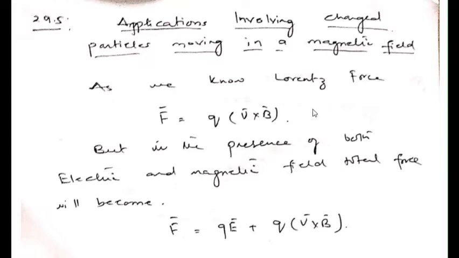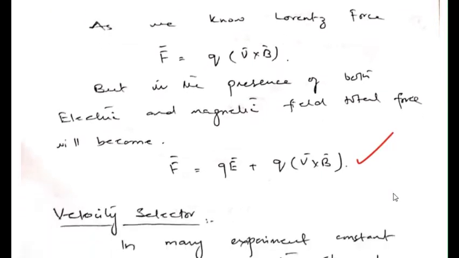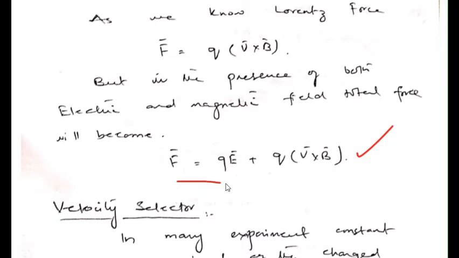As we already know, the Lorentz force is F equals q V cross B, but in the presence of both electric and magnetic fields, the total force becomes F equals qE plus qV cross B. This is the modified version of the Lorentz force. When the electric force is absent, you are only considering the magnetic force, but in the presence of the electric force, the total force will be the sum of these two forces.